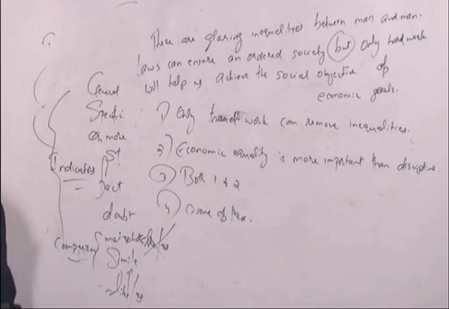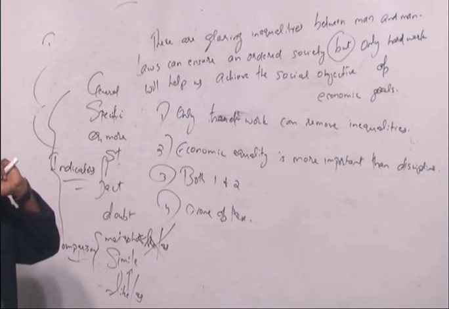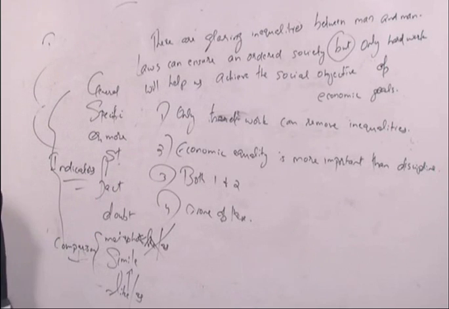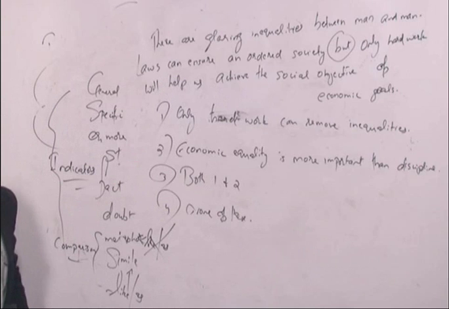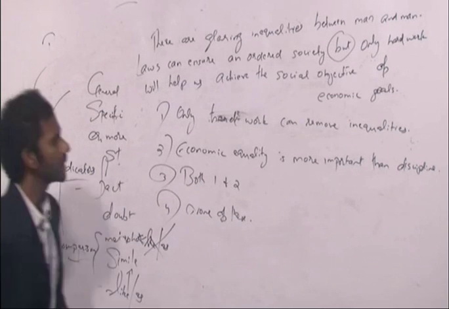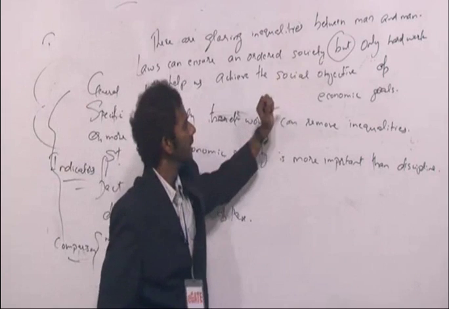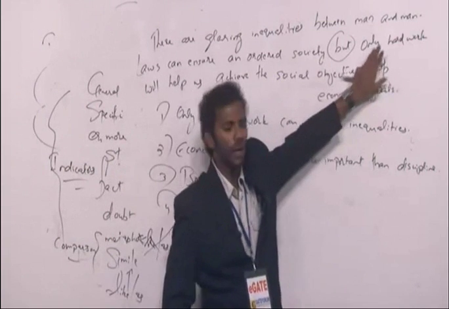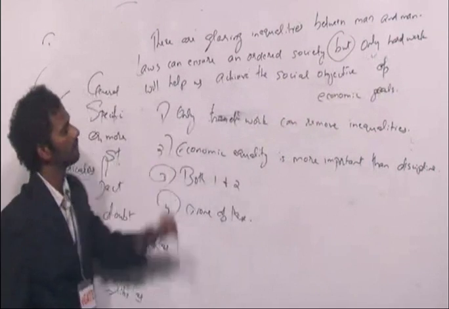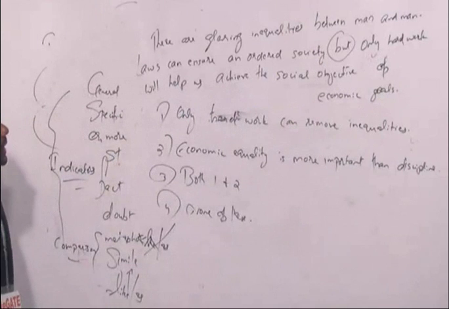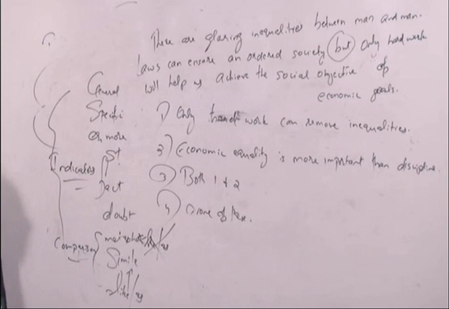So this is a question. Think for a while. There are glaring inequalities between man and man. Laws can ensure an ordered society, but is a key word, a contrast indicator. That means this idea is contradicting this idea. Clear? Only hard work will help us achieve the social objective of economic goals. From this, what can be inferred?